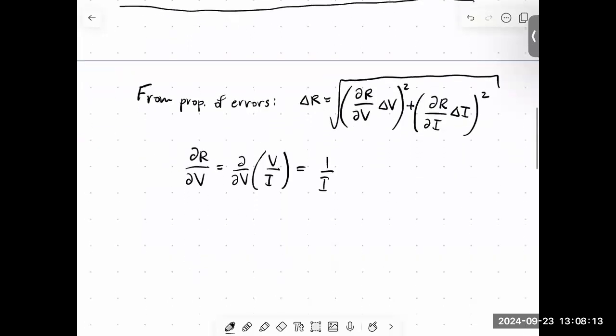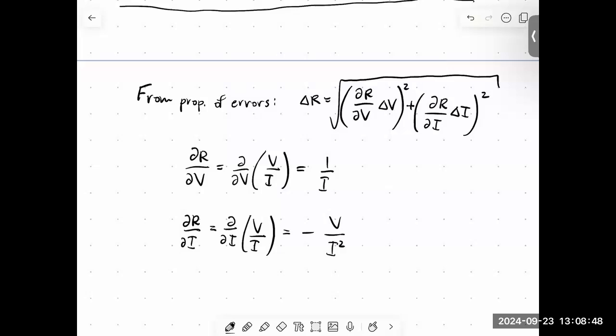Okay, and then the other one we have to do is the derivative with respect to current. And so this time we treat the voltage as a constant, and we have the derivative of a constant divided by I. So if this was like the derivative of 1 over x, you would right away say that that's going to be minus 1 over x squared. And so instead of an x, we have the current. And then we just have to carry around the voltage factor, which we're treating as a constant for the purposes of the current derivative.